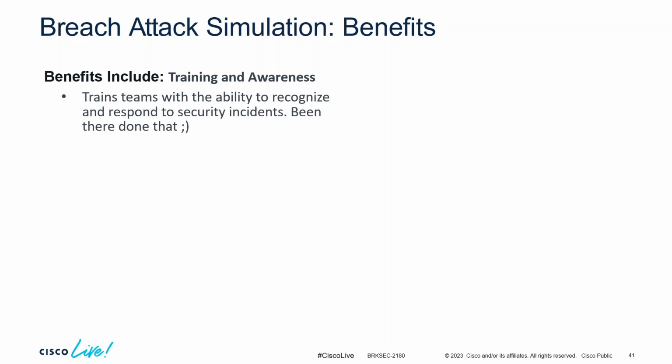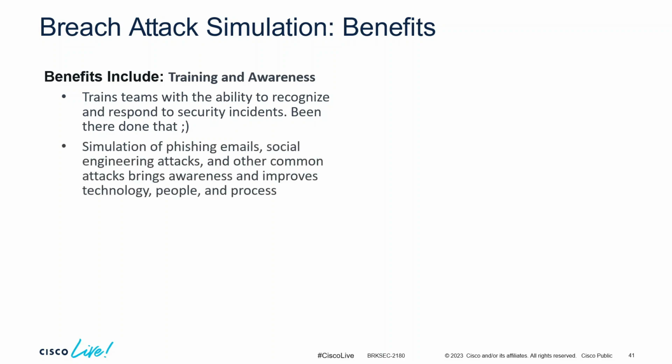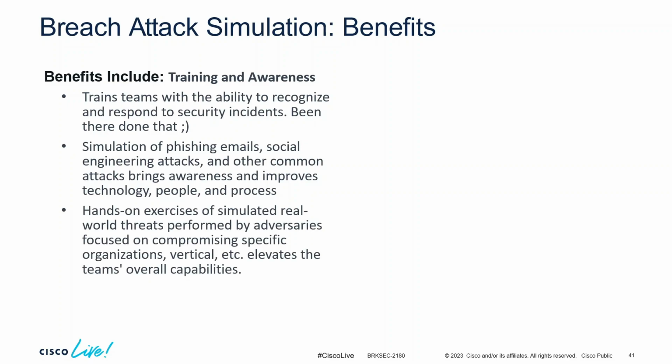Training and awareness. Teams obviously have the ability to recognize and respond to security incidents. Because we're acting as the adversary and the red teamers' goal is to leverage the full extent of these capabilities, we're going to learn a lot as defenders. And the nice thing about it, if a real breach happens, well, we've been there and done that. We've actually lived and breathed it. We might simulate phishing emails, social engineering attacks, and other attacks that bring awareness. That helps improve that technology, people, and process element. And then hands-on exercises, real-world threats performed by adversaries focused on compromising specific organizations and verticals. This will elevate the team's capabilities.